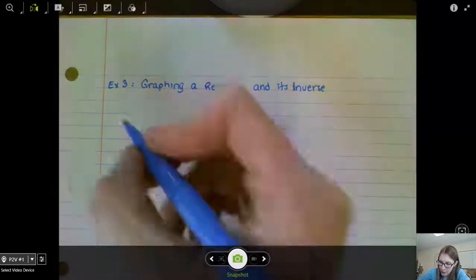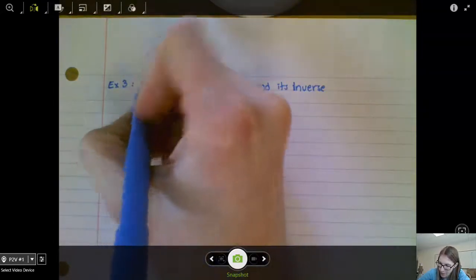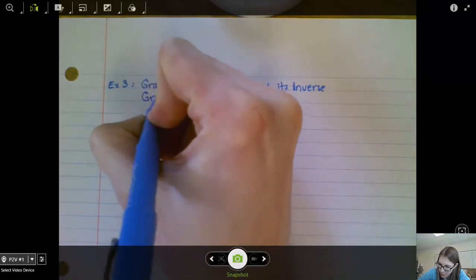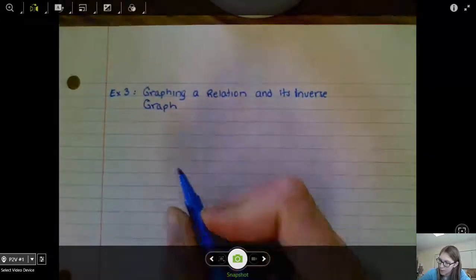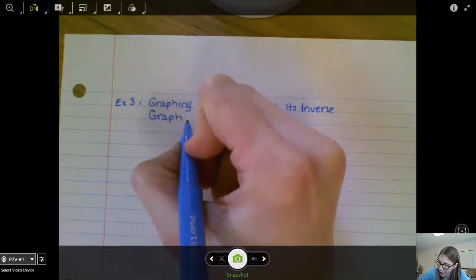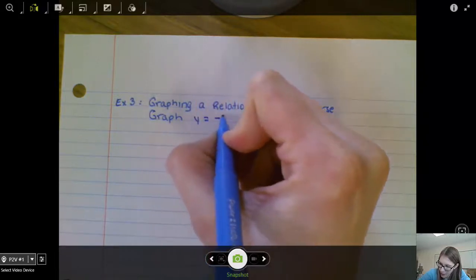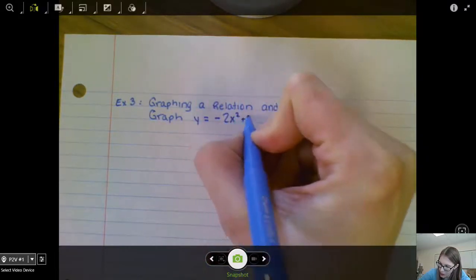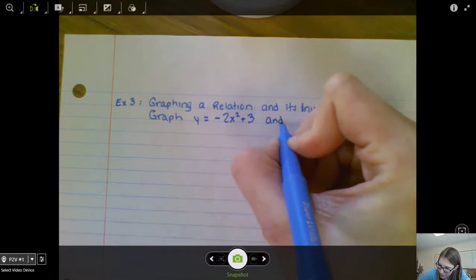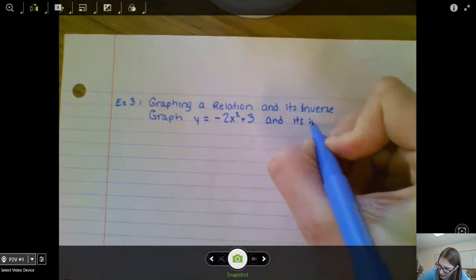This next type of problem we're going to look at, we're going to see what happens when we graph a relation and its inverse. So we are going to graph the relation y equals negative 2x squared plus 3 and its inverse.